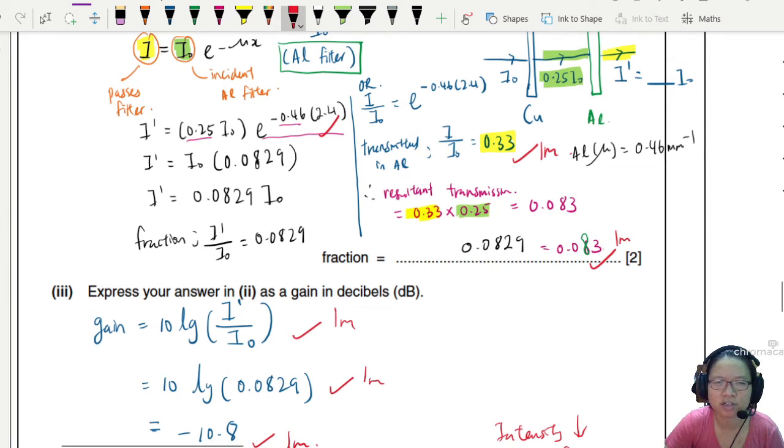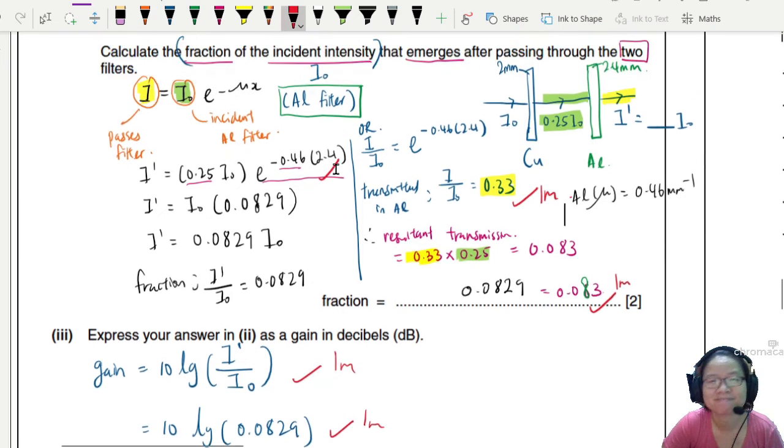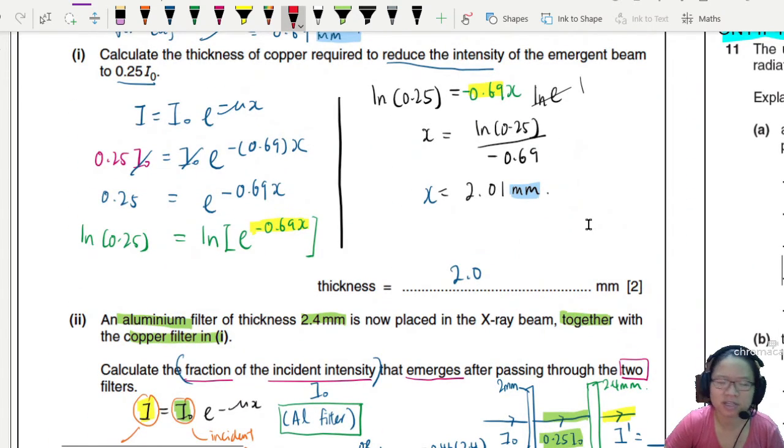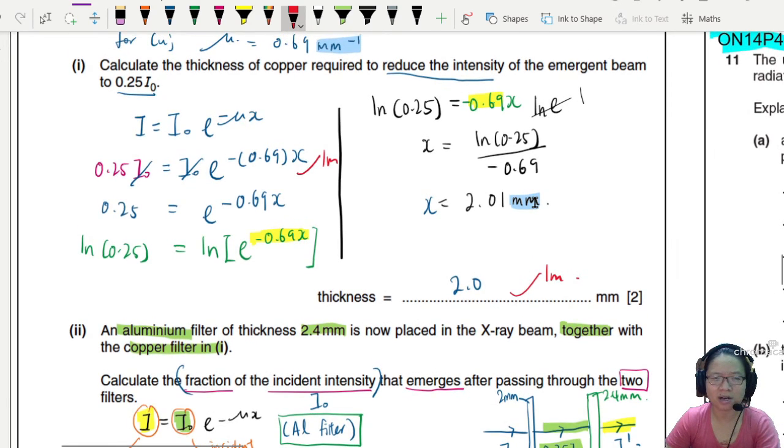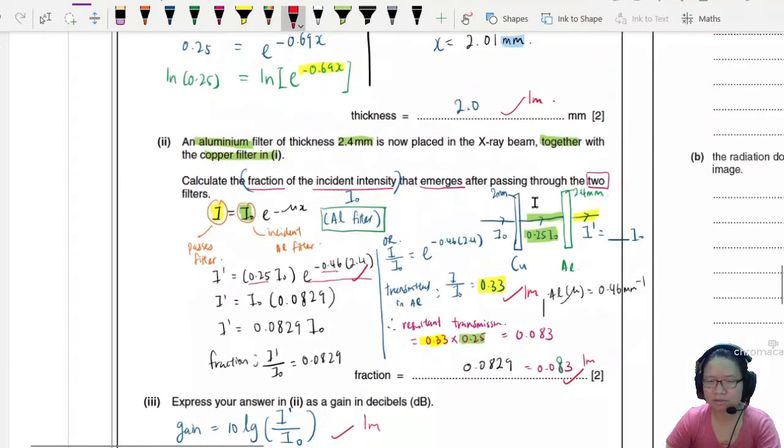Okay, so either you find the ratio of transmitted through aluminium, which is 0.33, that will get 1 mark, or you substitute correctly in this expression. This one, you want to find the thickness. Again, substitute correctly in the expression. Final answer is 1 mark. So I'm not sure why decibel so much mark, but why not? Okay, so that's it for this filter question.